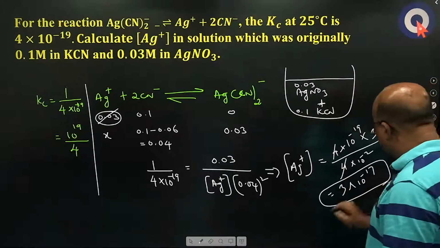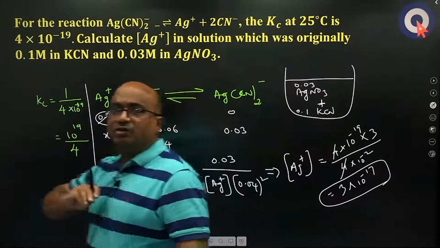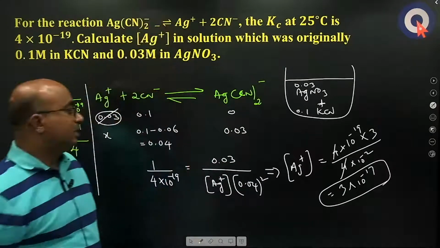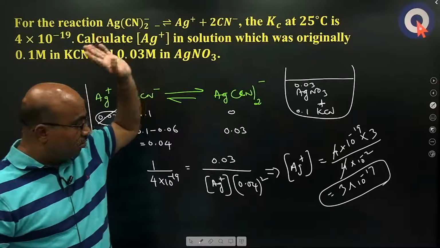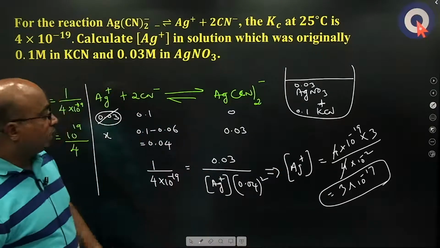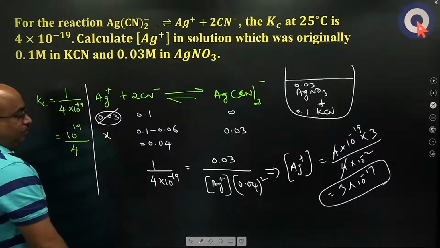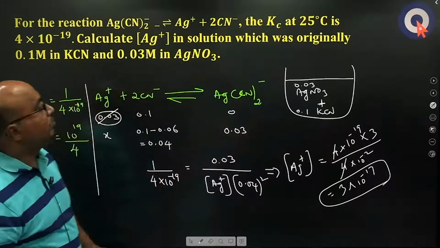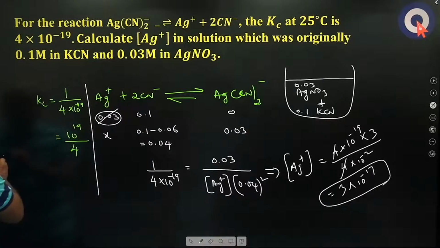So what was the concentration of Ag plus? It's 0.0003 somewhere, let's say after 10 to the power of minus 17 decimals. Clear? So it's a very low concentration. So we said now approximately it is converted into that. Next part.